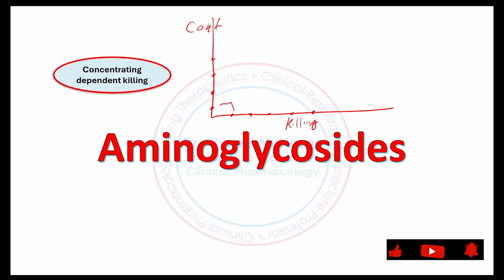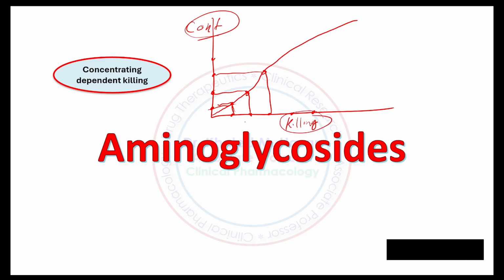So what we have here, this is the concentration, and you can see that when the concentration of aminoglycoside increases, the percentage of killing of the bacteria increases. As you can see here, we have a positive relationship. When the blood concentration of aminoglycoside increases, the killing of the bacteria also increases.